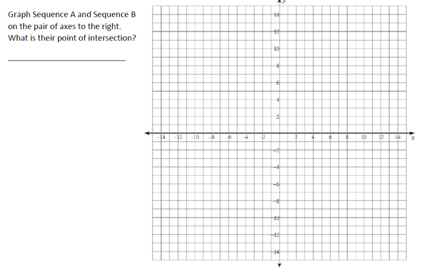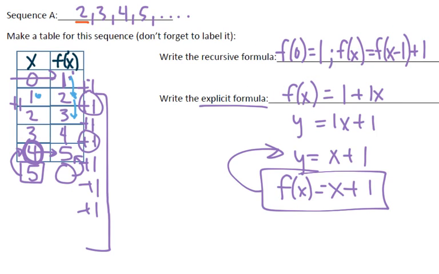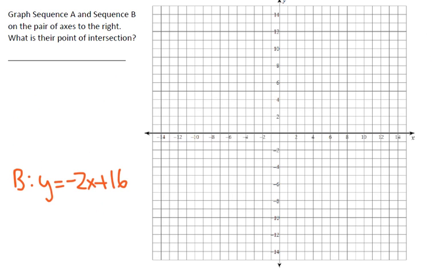Okay, so B was y equals negative 2x plus 16, and I'm going to write it in that slope-intercept form. And A was y equals x plus 1. So we've got our y-intercept of 1 for my first, and then a slope of just x, so that's like 1 over 1, right? So up 1 to the right 1. So I'm going to go like this.